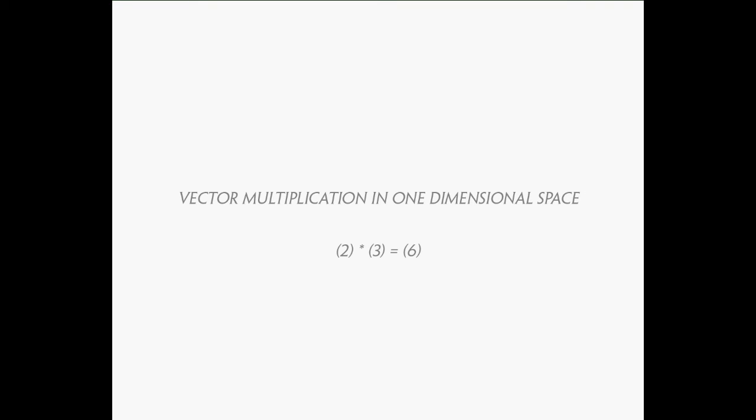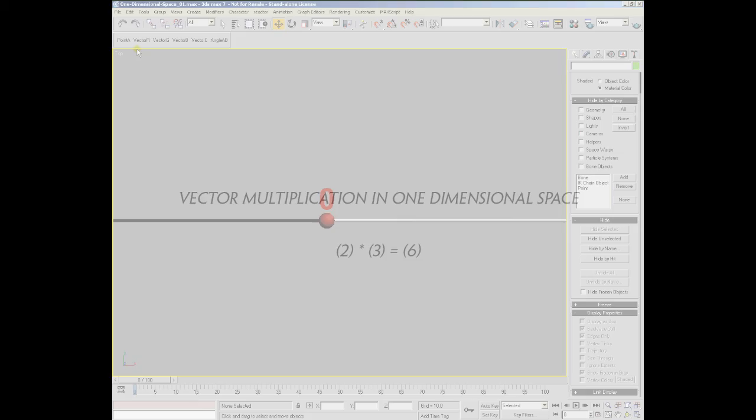We can also multiply a vector with a scalar. A scalar would be any integer or floating point number in MaxScript. The result is a new vector whose coordinates have been multiplied with a scalar. In one-dimensional space there is only one coordinate, so we would multiply the x coordinate with the scalar.